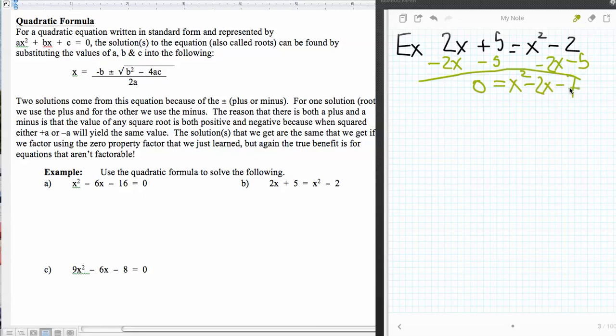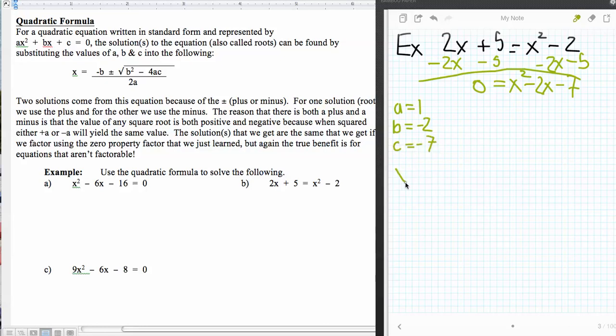And then from there, what I want to do is pick off my a, b, and c. So my leading coefficient is 1. That's my a. The coefficient of the x term is a negative 2. That's b. And the constant is negative 7. And so that's my c.